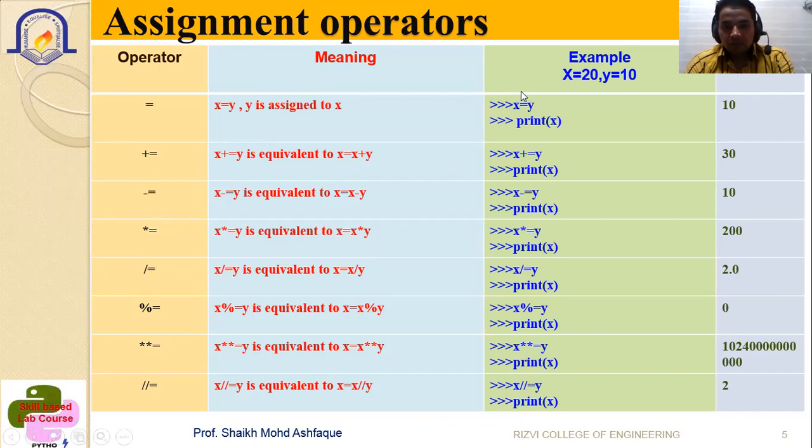For example, you can see the first statement, x equal to y, so both the values are same. x plus equal to y: what is the meaning of it? It is equivalent to x equal to x plus y. So to shorten this statement, we can write it as x plus equal to y. Here both the values of x and y will be added and assigned into x. So whenever you print the value of x, it will be printed.